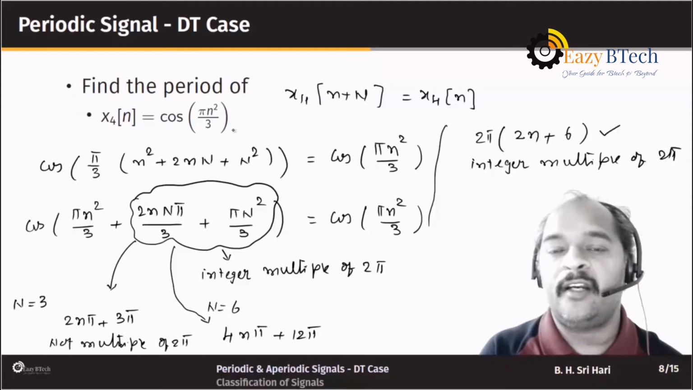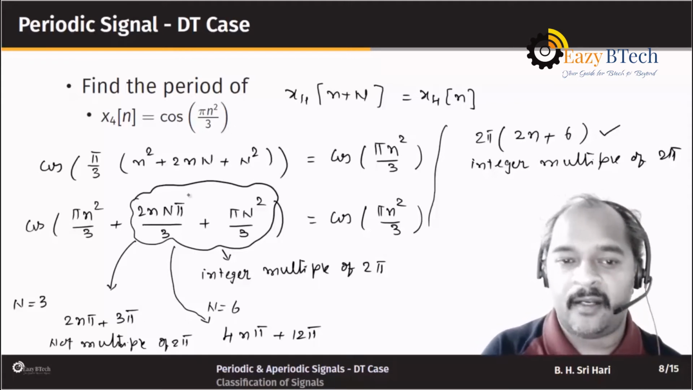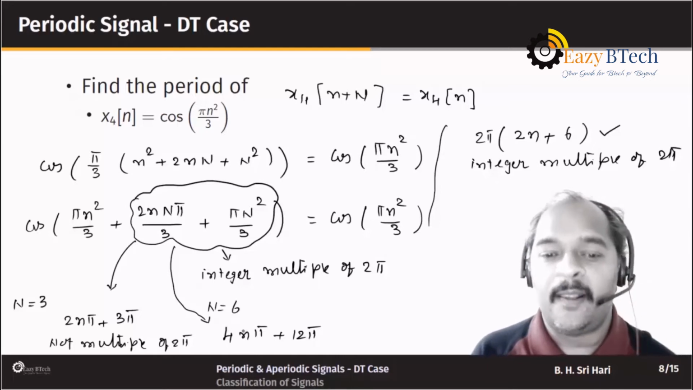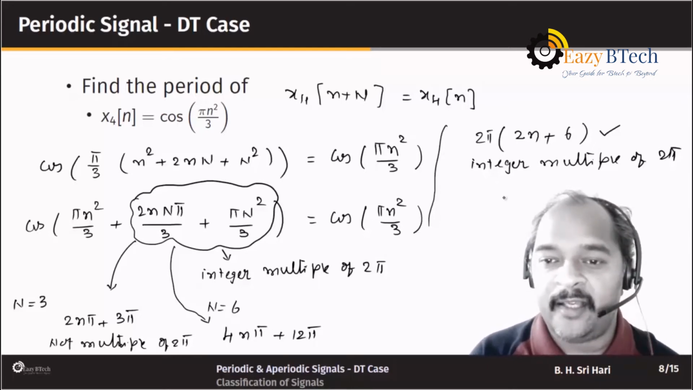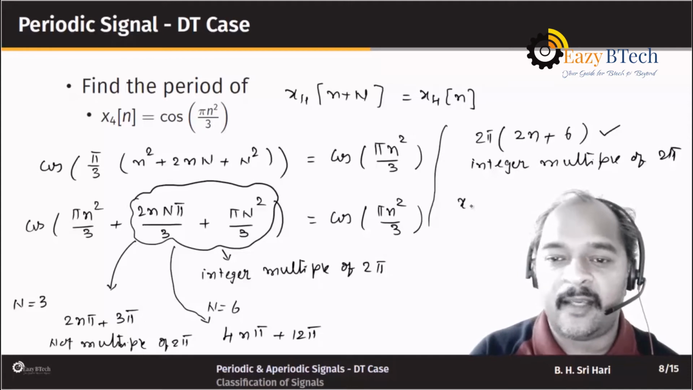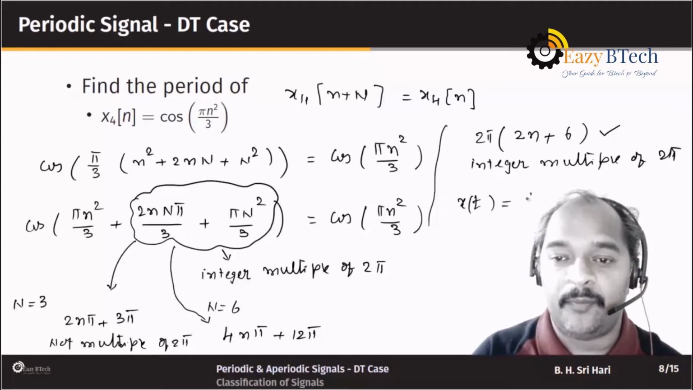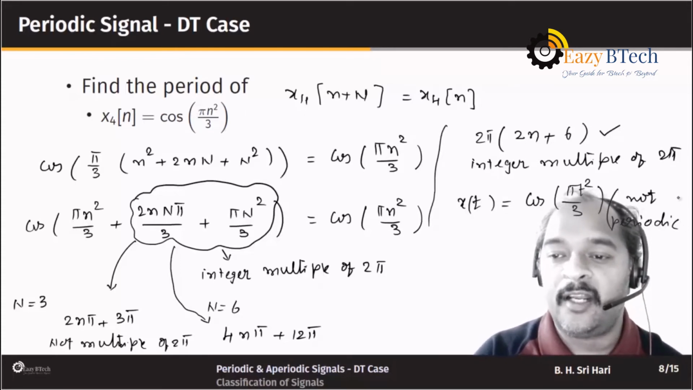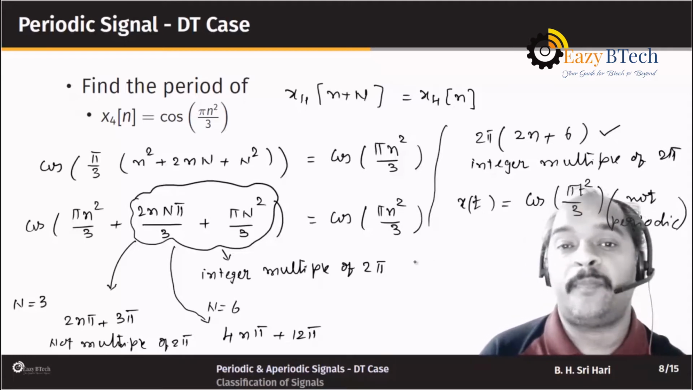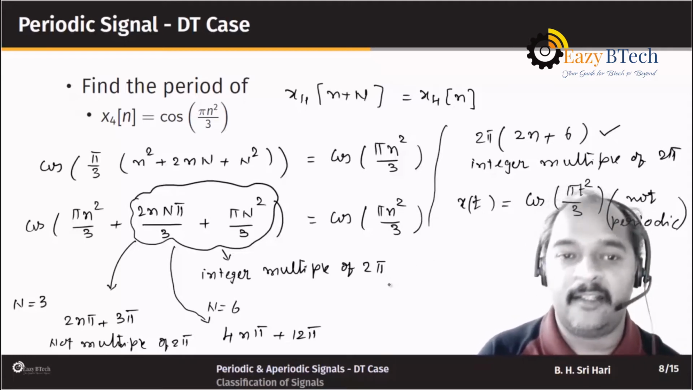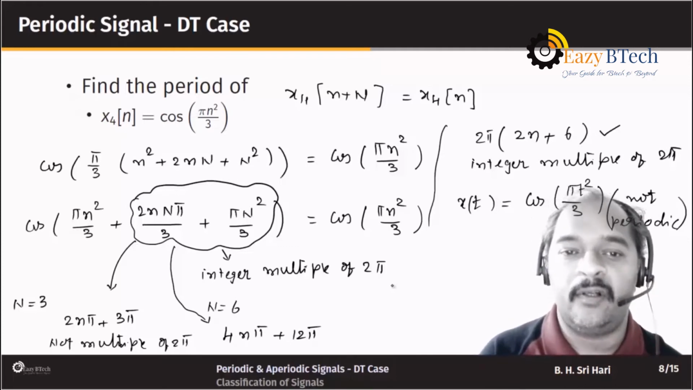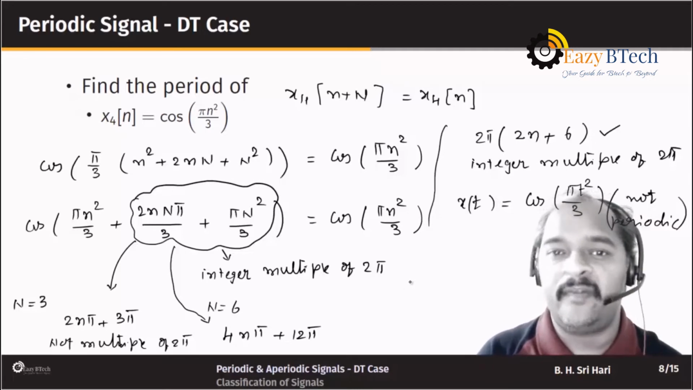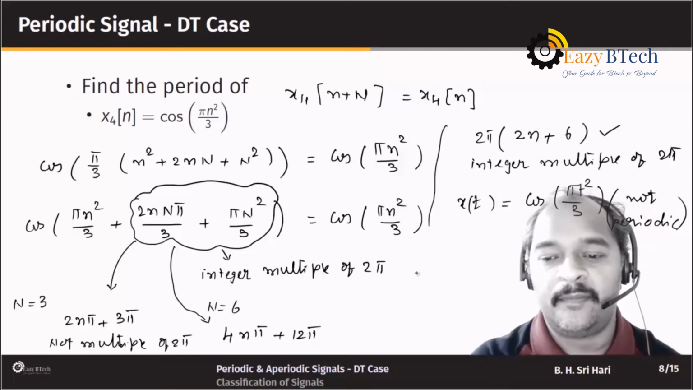By directly looking at the signal, you may feel that it is not periodic, but if you try to solve from first principles, you can see that the given signal is a periodic signal. Compare this with a continuous time signal of the same form, cos of pi t square by 3. Definitely this signal is not periodic. You can easily prove that, but cos of pi n square by 3 is a discrete time periodic signal with period N equal to 6. So we have some differences between the continuous time case and the discrete time case.